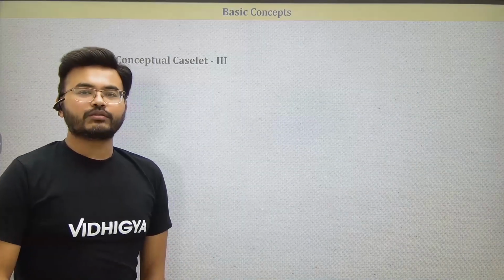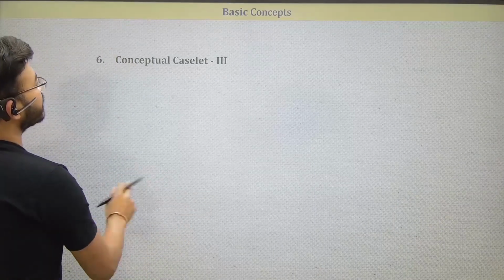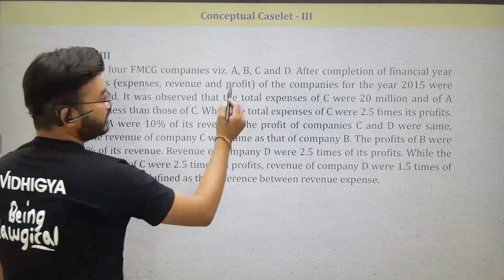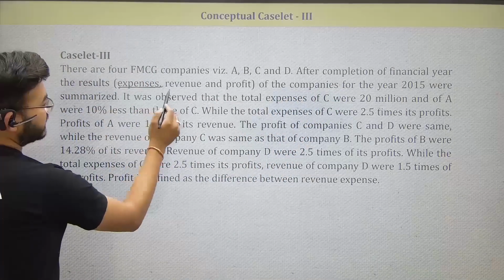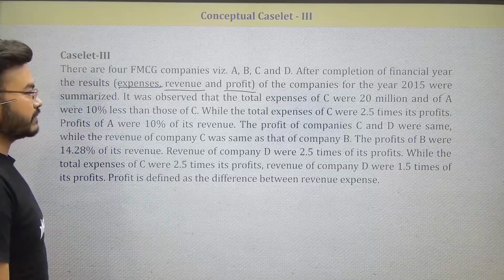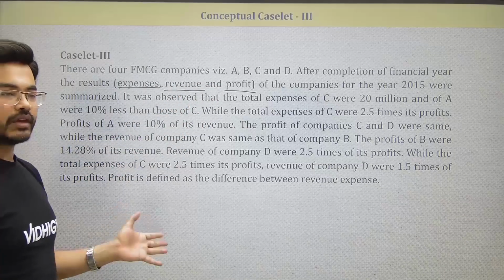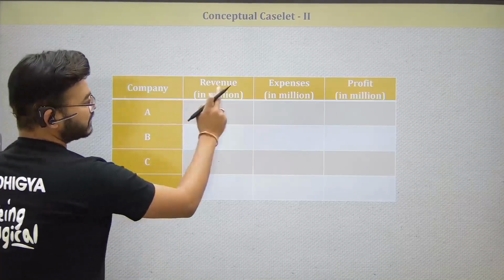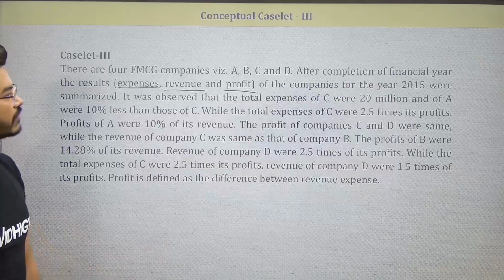Now let us try to solve conceptual caselet 3. There are four FMCG companies A, B, C, and D. After completion of the financial year, the results, that is expenses, revenue, and profit of the companies for the year 2015 were summarized. So four companies, expense, revenue, and profit. That is all we need to calculate. So we can draw this structure: the four companies, revenue, expense, and profit.